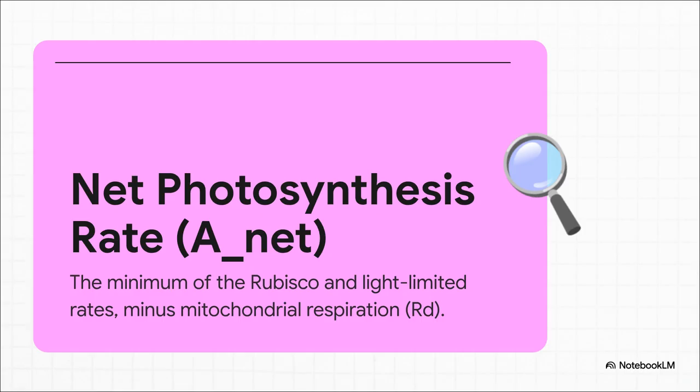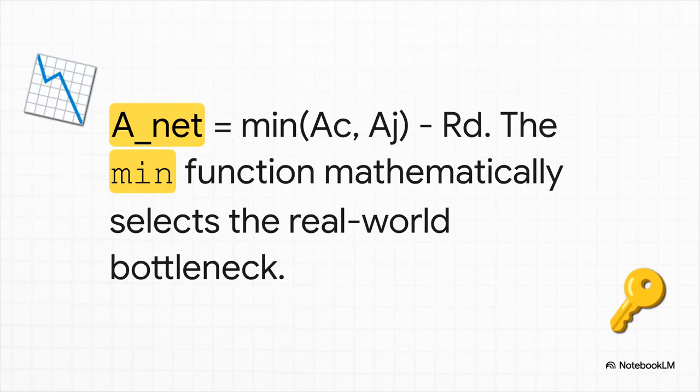So we have to subtract that operating cost to get the true net gain. And would you look at that? This beautiful, simple equation brings it all together. The net rate, A net, is simply the minimum of our two bottlenecks, minus that respiration cost, RD. That little min function is the key to the whole thing. It mathematically finds the real-world bottleneck for us. And just like that, we've modeled photosynthesis for a single spot on a leaf.